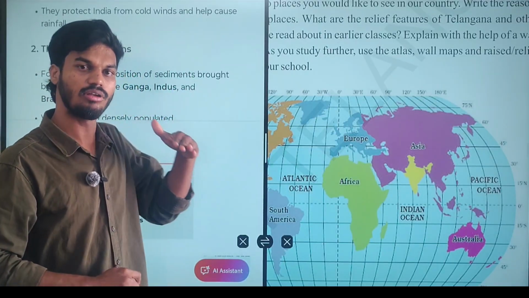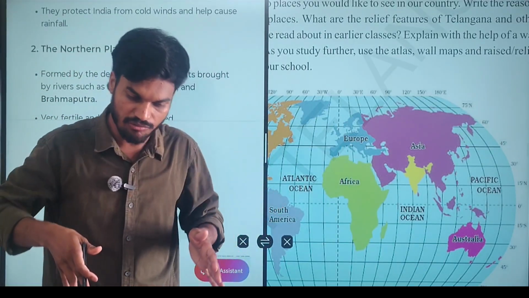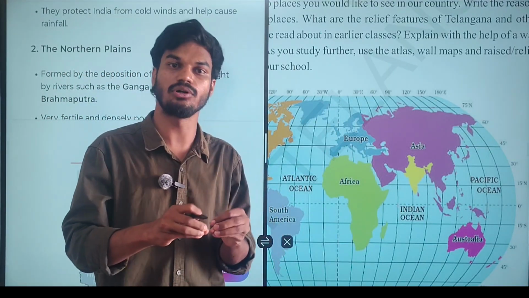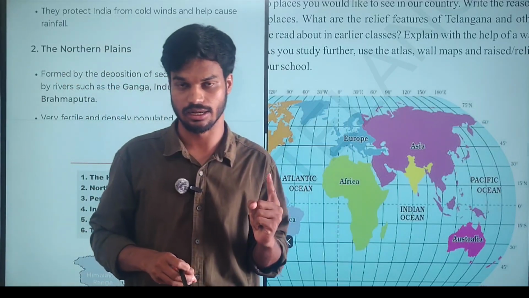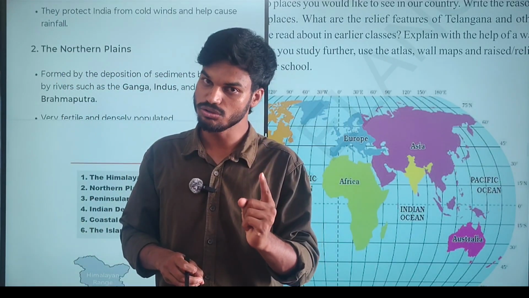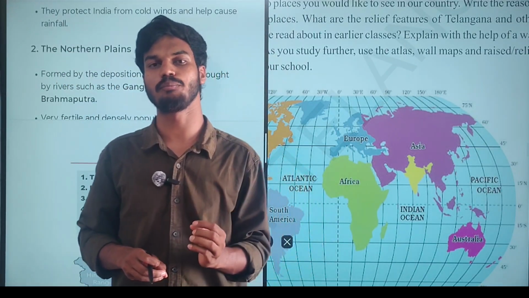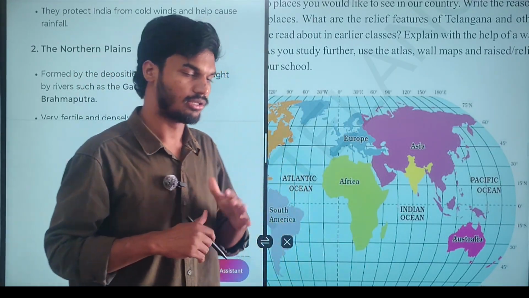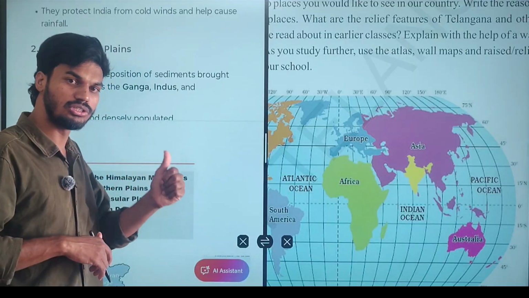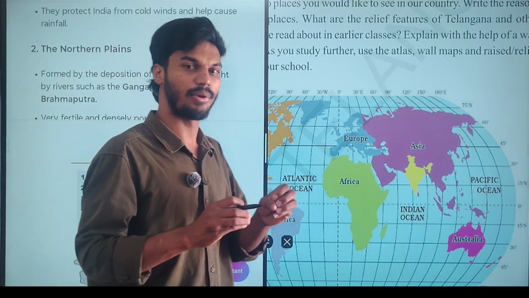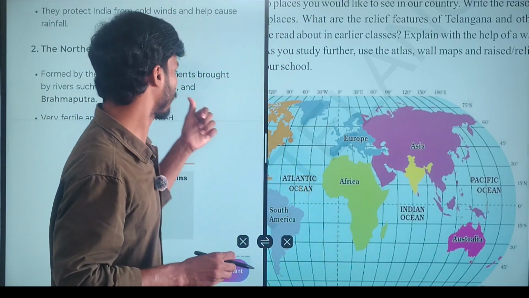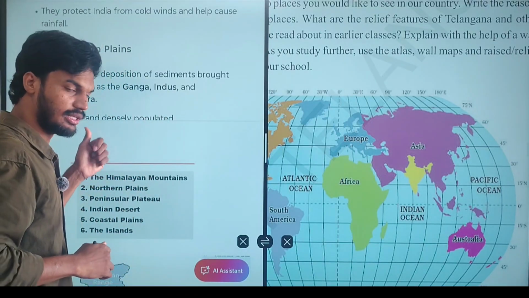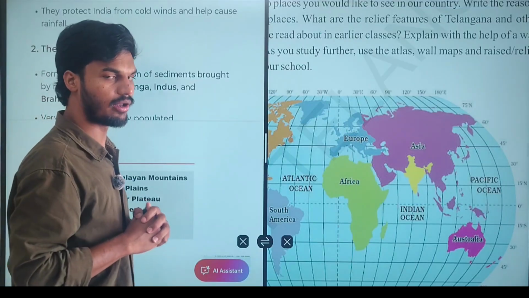Whatever rivers are flowing from the northern region, with heavy flow, there is a deposition of soil, sediments and pebbles, which is very rich in nutrients and very useful for agriculture purposes. So these plains are formed by the deposition of soils, pebbles and sediments coming from the great rivers like Ganga, Indus and Brahmaputra. These are the rivers that come from the Himalayan mountains.